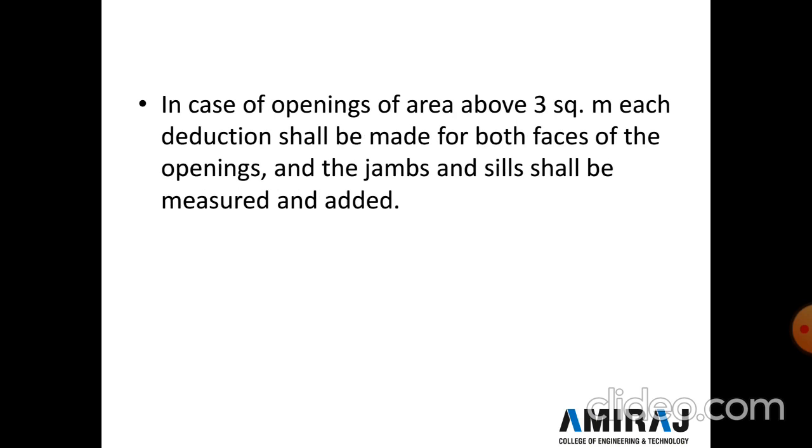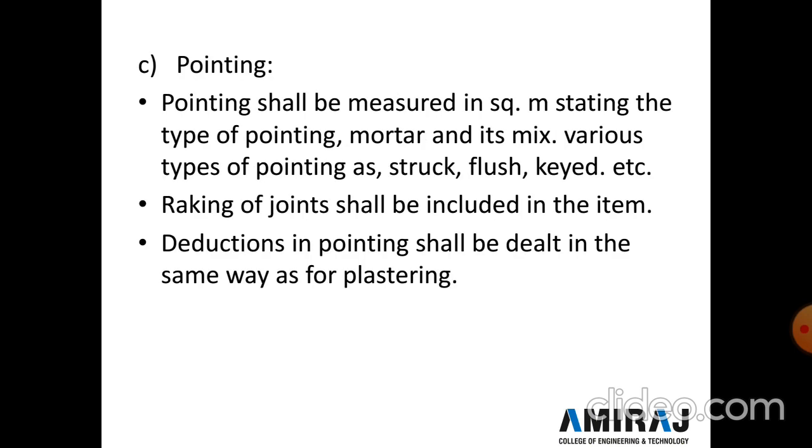In case of an opening area above 3 meter square area, deduction shall be made for both faces of the opening, and the jamb and sill shall be measured and added. In taking the measurement of the jamb, soffit and sill, chocker, if any, shall not be deducted. Now next is the pointing.